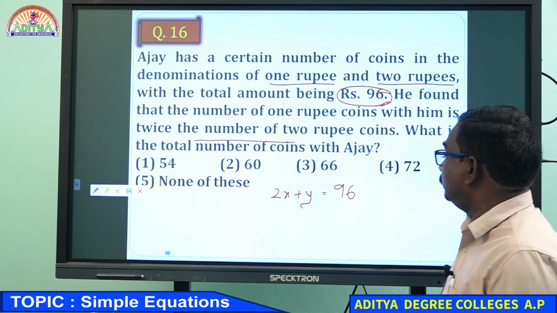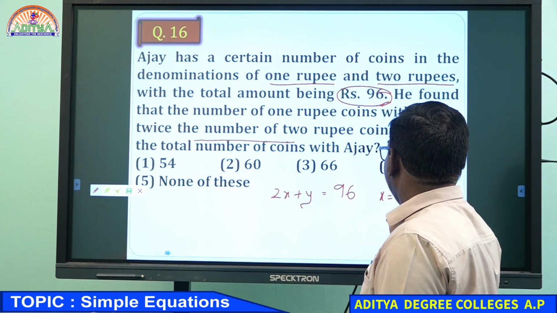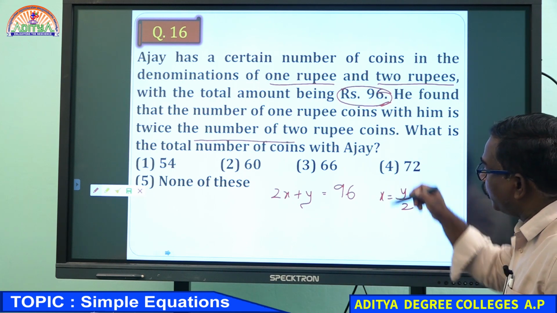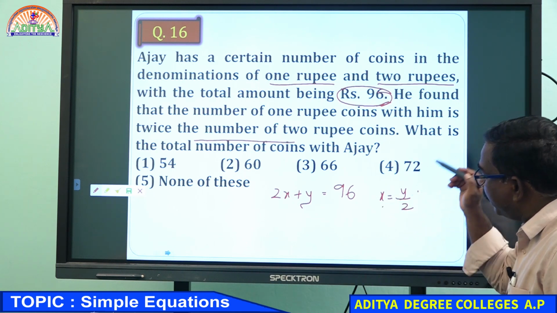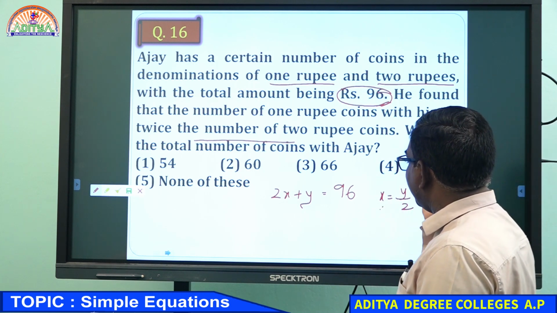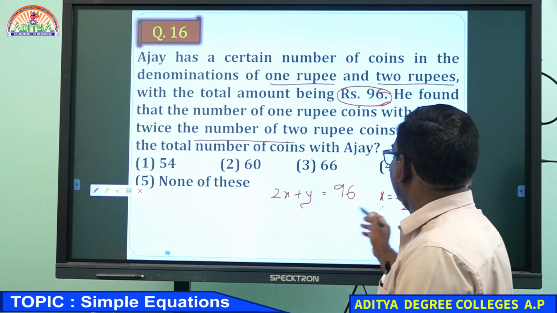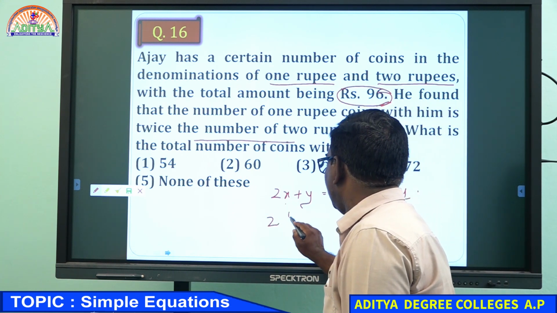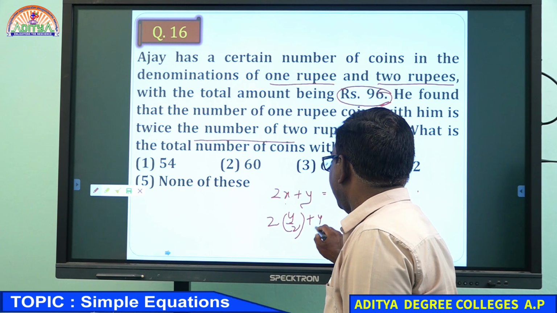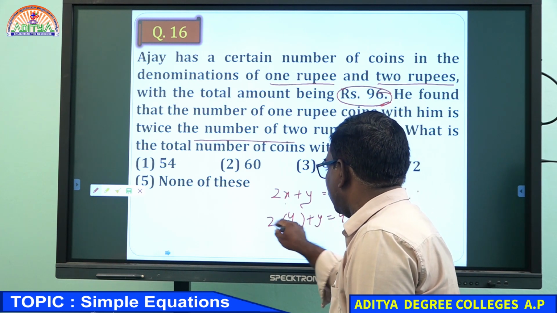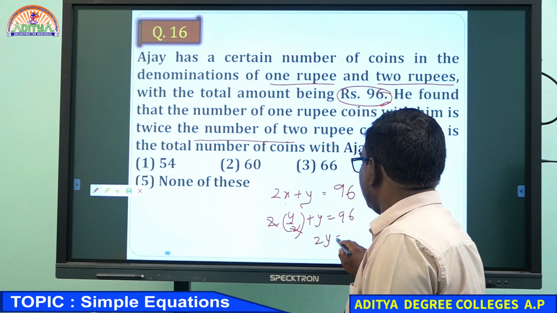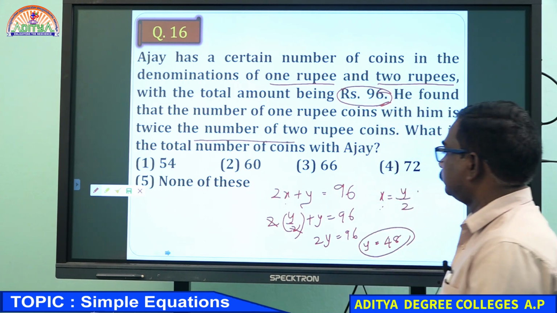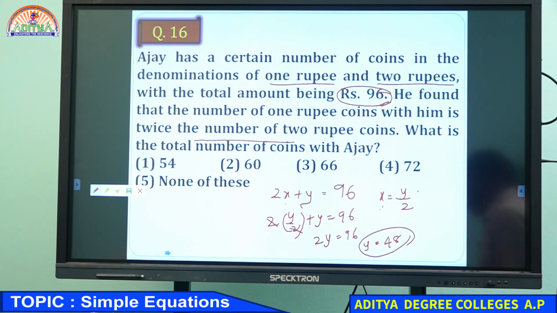We know that 1 rupee means y by 2, because 2 rupees divided by 2 becomes 1 rupee. So in the place of x we can replace y by 2, or else we can replace y equal to 2x. Suppose I replace x with y by 2, what happens? 96. Simple equations you need to solve in a simple manner. 2y equal to 96, y equal to 48.